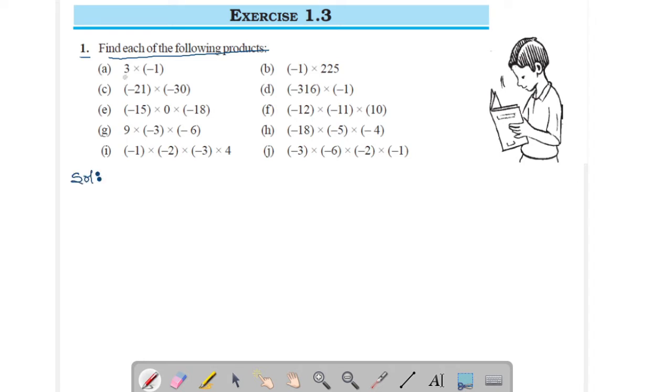A part: 3 into minus 1. Here if you multiply it, plus into minus, it will be minus 3 into 1, it is minus 3. This is your answer. Now B part.